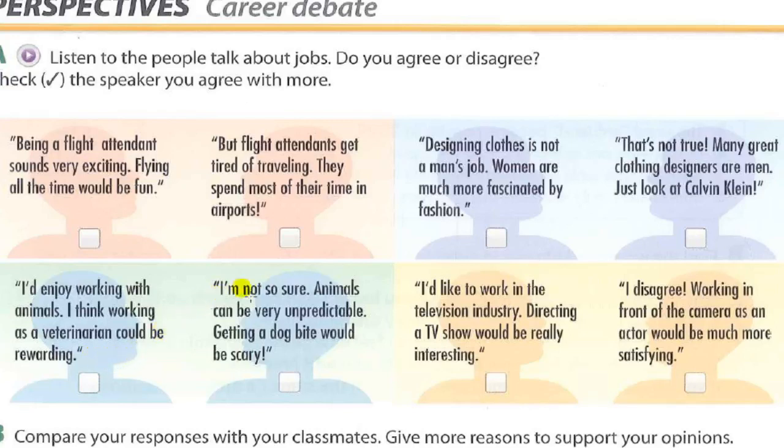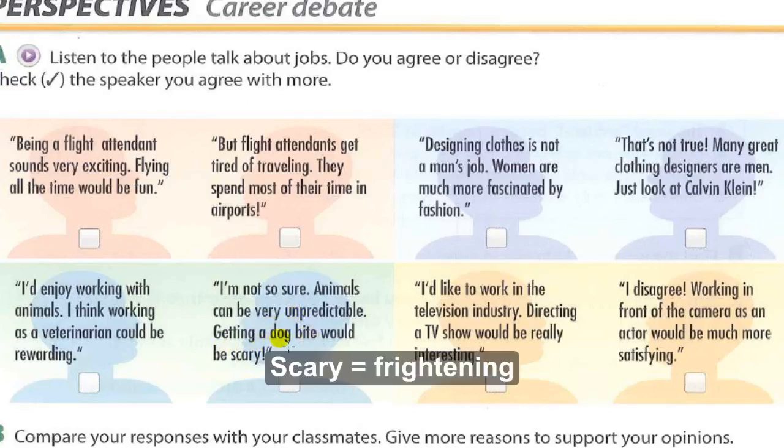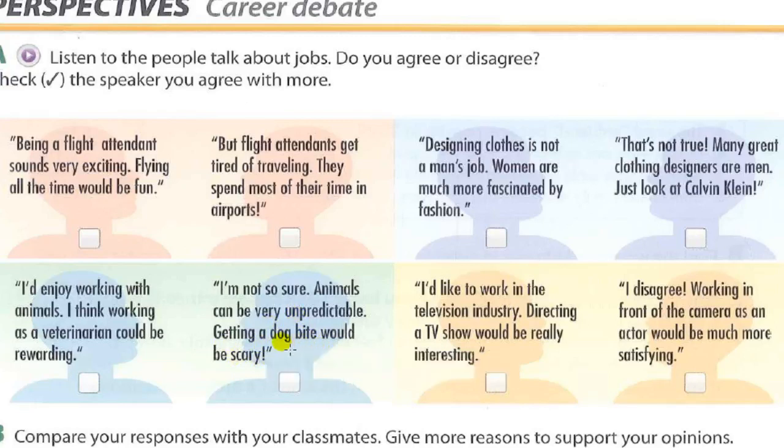I am not so sure. Animals can be very unpredictable. Unpredictable, you can't predict them. You could have sudden actions. Something suddenly happens. Getting a dog bite would be scary. To get a dog bite, maybe the dog will bite you. This is of course scary, frightening.